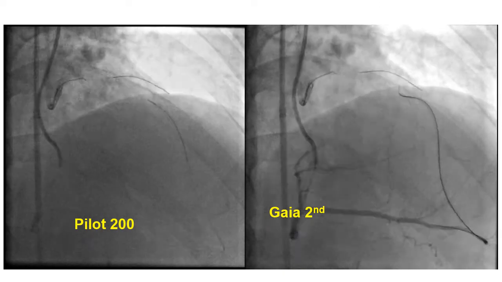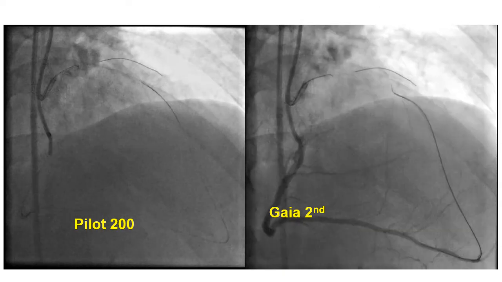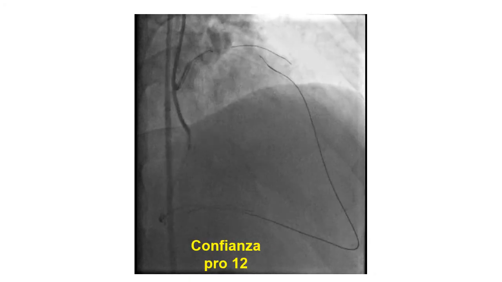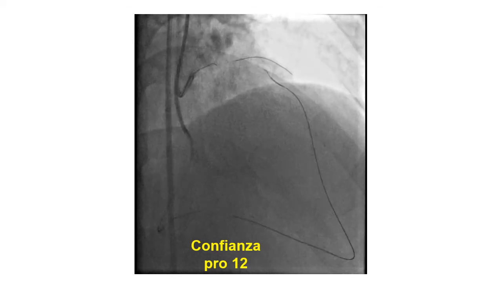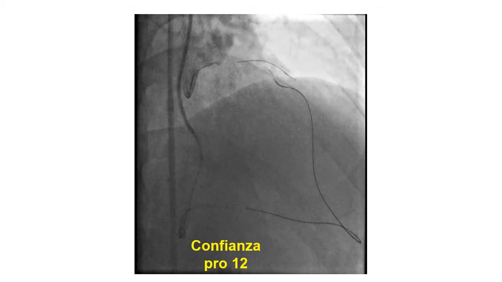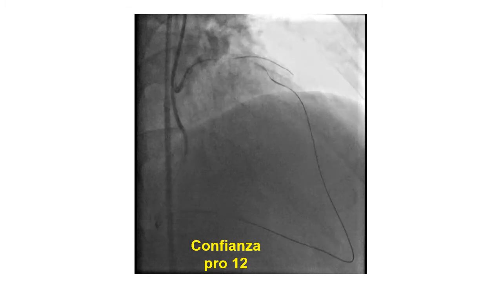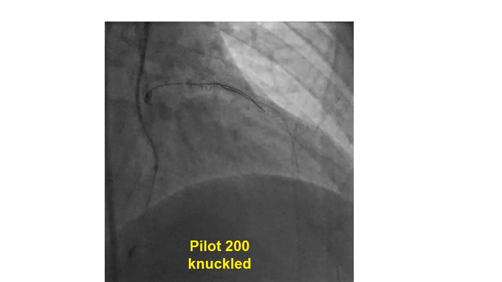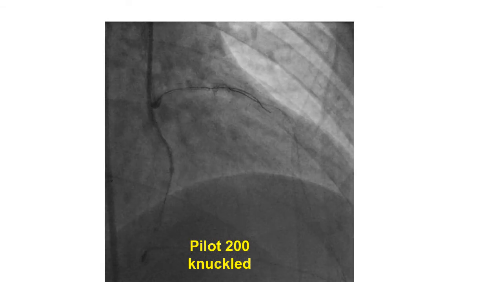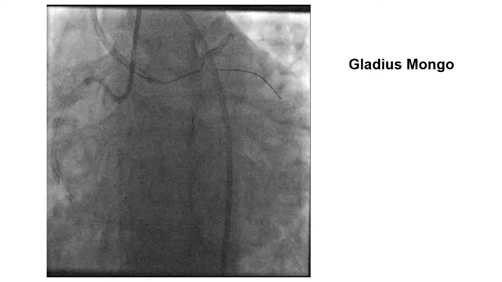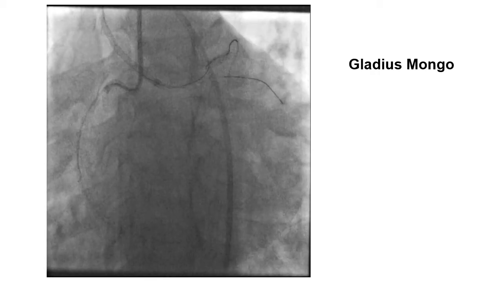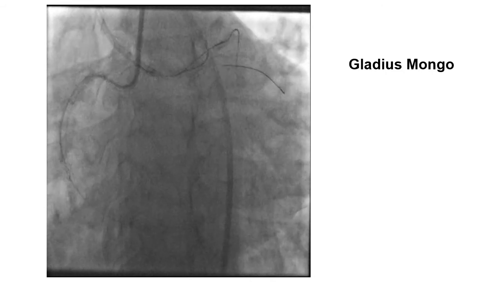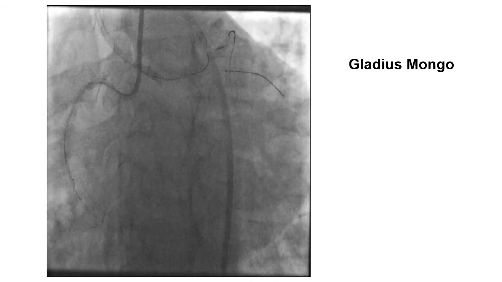We used a Pilot 200 and Gaia Second, but this did not work. So we moved on to the Confianza Pro 12, and we made a small progress with that, penetrated the distal cap, and advanced the Turnpike LP. We then used a Pilot 200 to knuckle through the CTO body. Then we used a Gladius Mongo to penetrate the proximal cap into the antegrade guide.